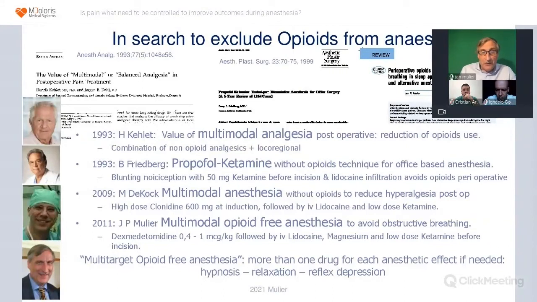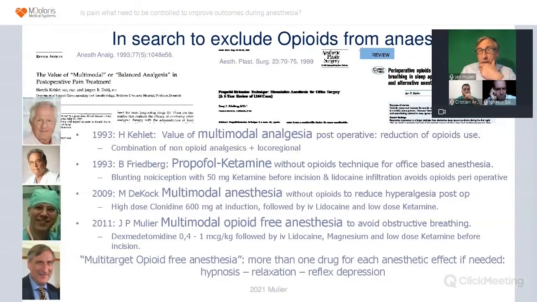Now, hyperalgesia made Mark Koch think about multimodal anesthesia. At that time in Europe, we didn't have dexmedetomidine available, so he went to clonidine in very high doses, but these patients were sleeping for 3 days. Later combined with lidocaine and also some ketamine, it was able to reduce the amount of opioids intraoperatively also to zero, but still needed postoperative opioids. That was not a big problem, but the big problem was that these patients were sleeping too long.